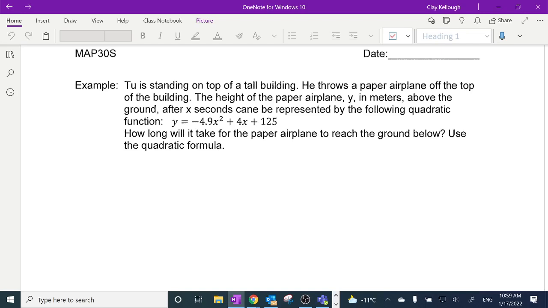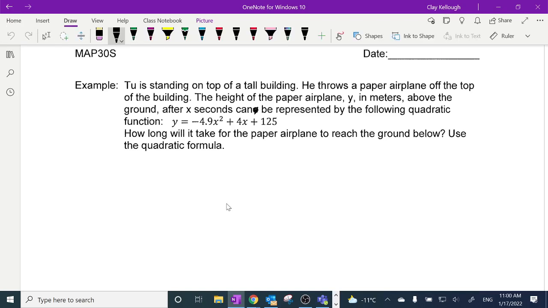So it says in this question here, Zoe is standing on top of a tall building. He throws a paper airplane off the top of the building. The height of the paper airplane, y in meters, above the ground after x seconds can, that E is a typo, can be represented by the following quadratic function. y equals negative 4.9x squared plus 4x plus 125.